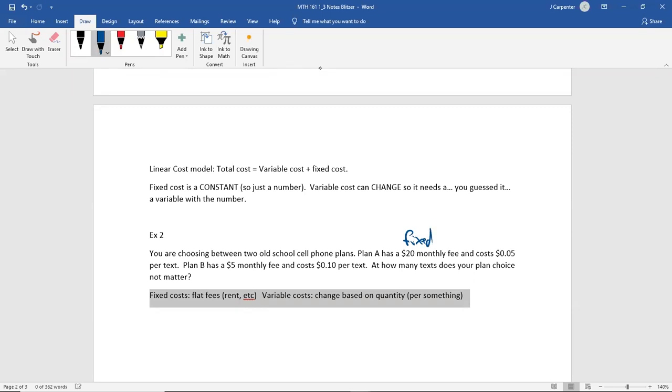And then it costs 5 cents per text message. So if you send more texts, it's going to cost more money. So that's your variable cost. Plan B also has a fixed and variable cost, $5 being the fixed, which is a lot cheaper than Plan A, but then the variable cost is higher. It's twice as much. It looks like I labeled that wrong. Make that an A. There we go.